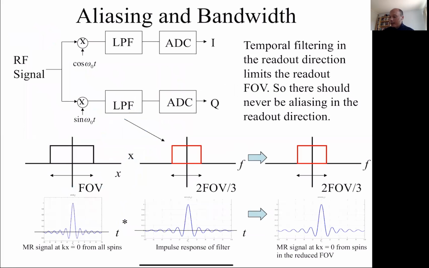That's typically done here with the low pass filter part. As the signal's coming in, you can low pass filter it and get rid of the frequencies you don't care about and really only focus on those within your bandwidth of interest. What that means is there should never be aliasing in the readout direction. Once you've set the field of view, the system knows to filter out everything outside that field of view. Now, it's not a perfect filter. There is some roll off, so at the very edges there can still be some aliasing, but in general it's a pretty good solution.